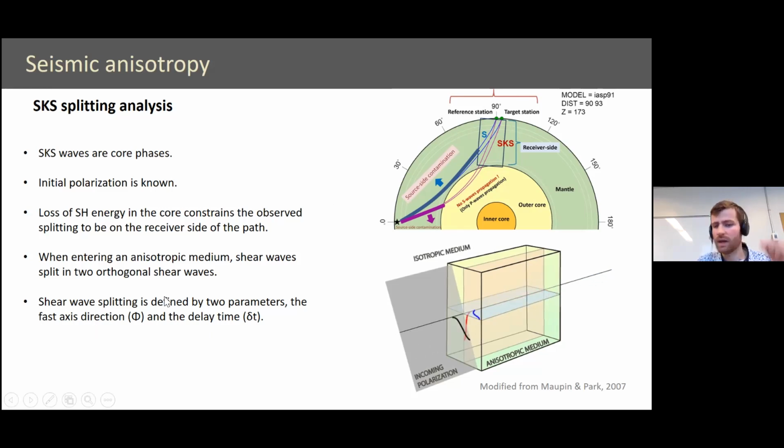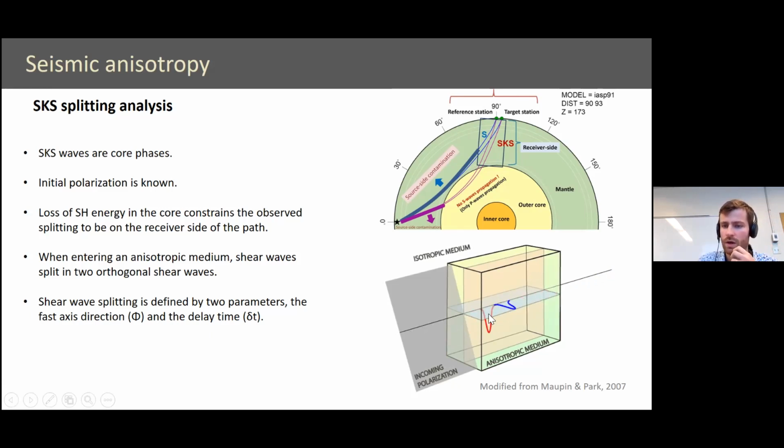And when entering an anisotropic medium, as this little animation shows, you have a shear wave incoming, and it splits into two orthogonal shear waves, the blue one and the red one. You have a faster one, the blue, and the slow one, the red.